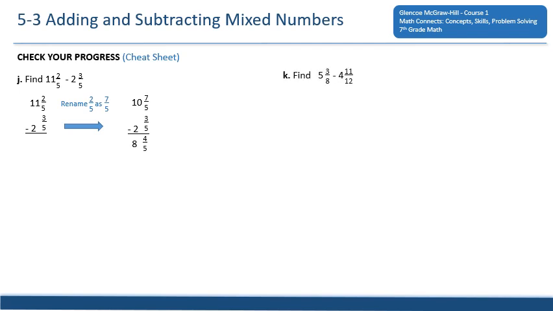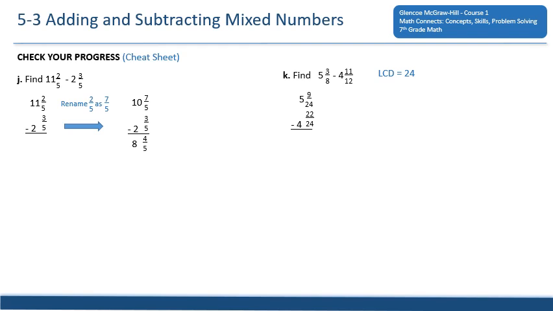So now we have 5 3/8 minus 4 11/12. We need to find the least common denominator because we do not have like fractions, so we can't subtract. So we will change 3/8 to 9/24 because 3 times 8 is 24, so 3 times 3 is 9. And then we have 4 22/24 because 2 times 12 is 24, so 2 times 11 is 22.